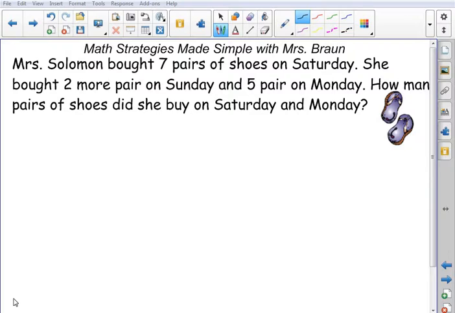Today we're going to look at one strategy that you can use to help you solve word problems. It's called the QTIPS strategy, and it's just a way to organize your thoughts and pull out the important information so that you can think through the problem clearly. So let's read this first problem together.